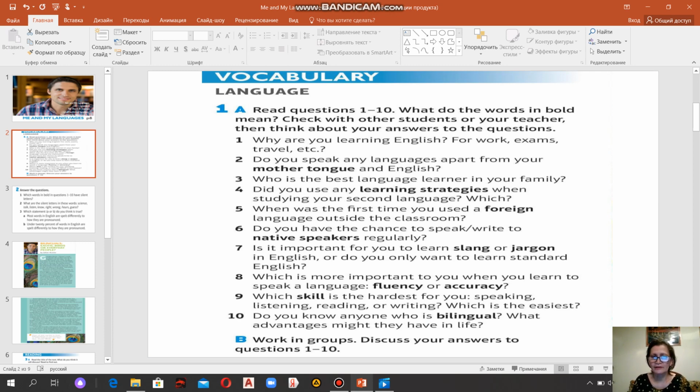Exercise number 1A. Read questions 1-10. What do the words in bold mean? Think about your answers to the questions. The first, why are you learning English? For work, exam, travel. Do you speak any languages apart from your mother tongue and English?